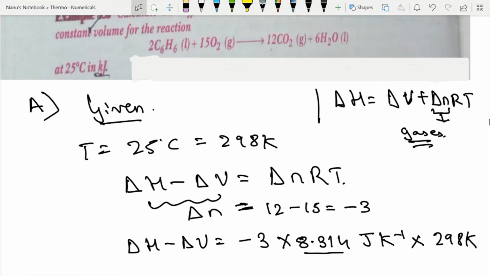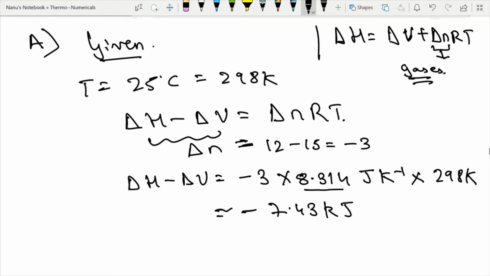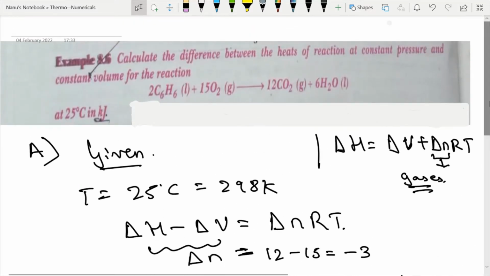So if we solve this, let me go a bit down. We solve this, we'll get the answer somewhere around minus 7.43 kilojoules. Okay, so into 10 to the power 3 joules. So you have to read this very carefully. Actually, if you mess it up, your whole hard work is gone. It was written like give the answer in kilojoules, right? Very important words.